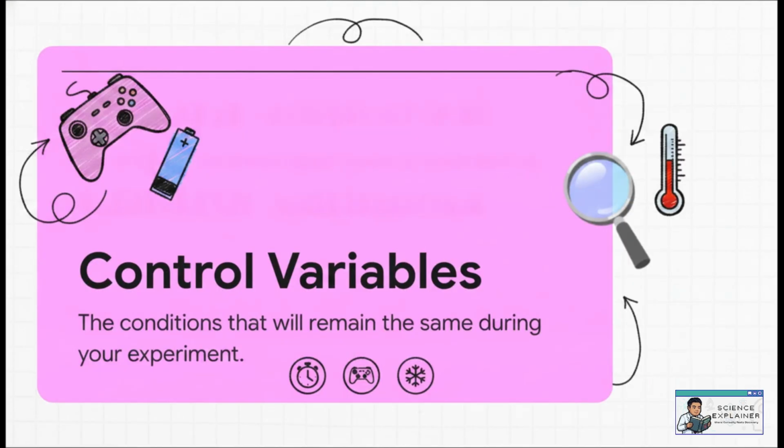Finally, we have the control variables, which are sometimes called constants. These are the conditions that must remain exactly the same during your experiment. Think about it. If you're testing those batteries, you have to use the exact same type of controller, playing the exact same game at the exact same temperature. If you don't keep these conditions perfectly stable, there is no way you'll know if the battery brand caused the change or if something else entirely did.